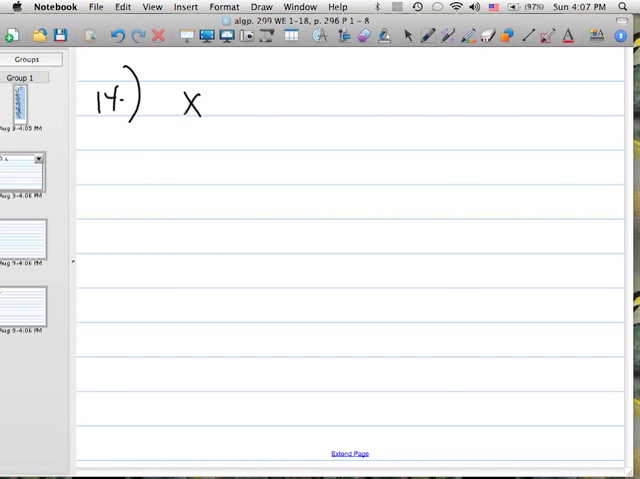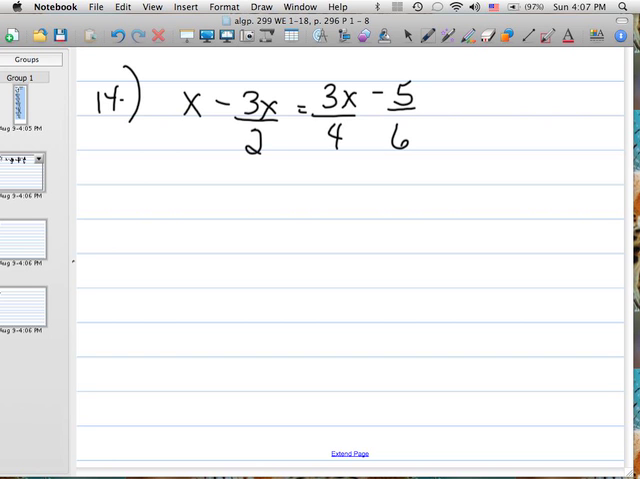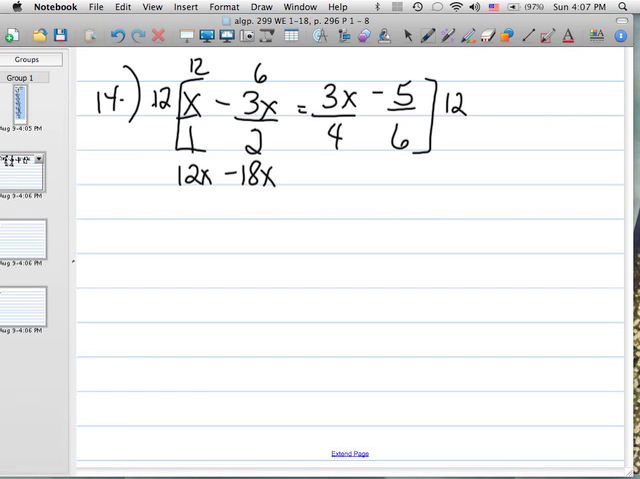Problem 14, x minus 3x over 2 equals 3x over 4 minus 5/6. Least common denominator for 2, 4, and 6 would be 12. 1 goes into 12 12 times, so that would be 12x. 2 goes into 12 6. 6 times negative 3 is negative 18x. 4 goes into 12 3. 3 times 3x is 9x. 6 goes into 12 2. 2 times negative 5 is negative 10.